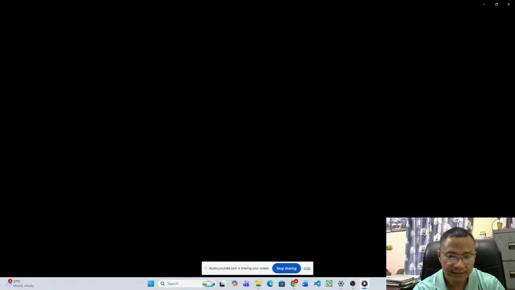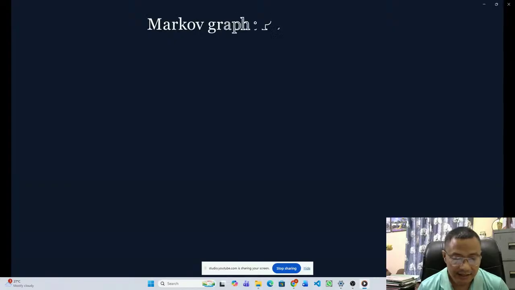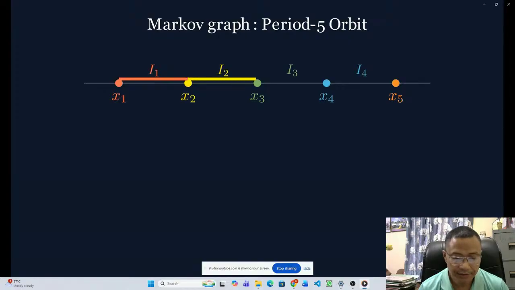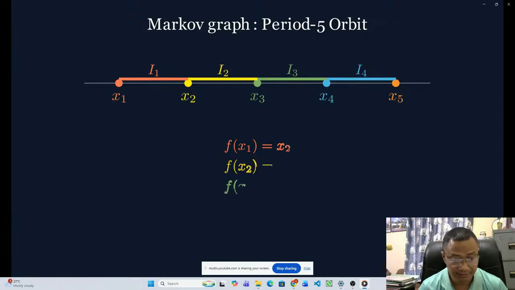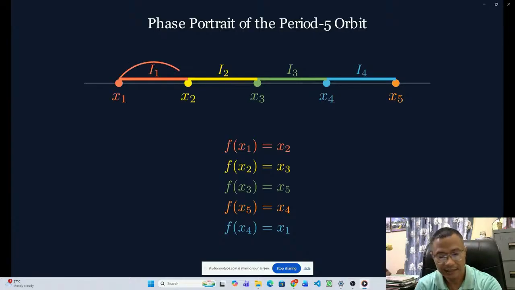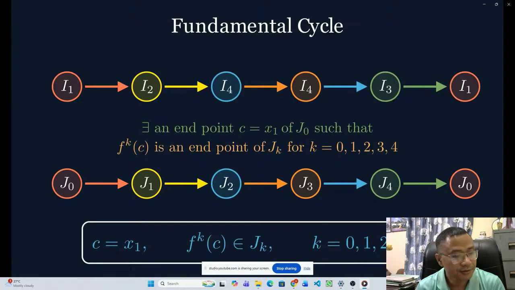So next is the fundamental cycle. How to find a fundamental cycle? Now let us see how we find the fundamental cycle of a periodic orbit of period 5. There are 4 vertices. The orbit is given by f maps x1 to x2, f maps x2 to x3, f maps x3 to x5, f maps x5 to x4, and then f maps x4 to x1.